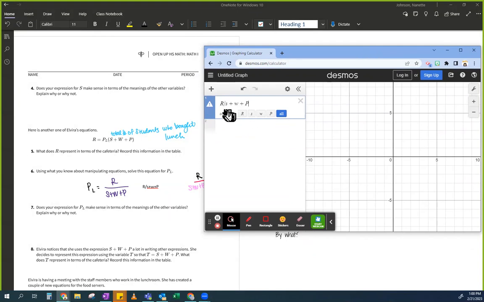Okay, here we go. So this is wrong. If you did R divided by S plus W plus P, this one here is how I'm reading it. Is this what you meant to say? Is this what you meant to say here? Everyone says yes or no?